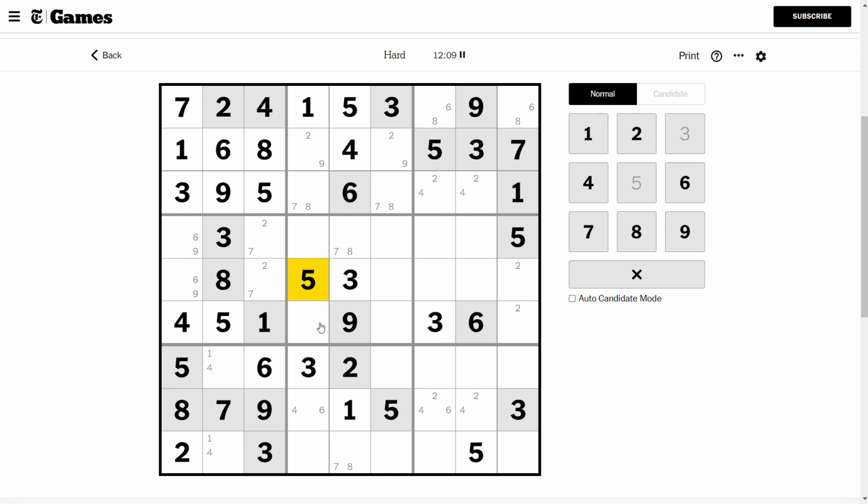Nice. Let's look at row 6. The 3 missing digits are 2, 7, and 8.